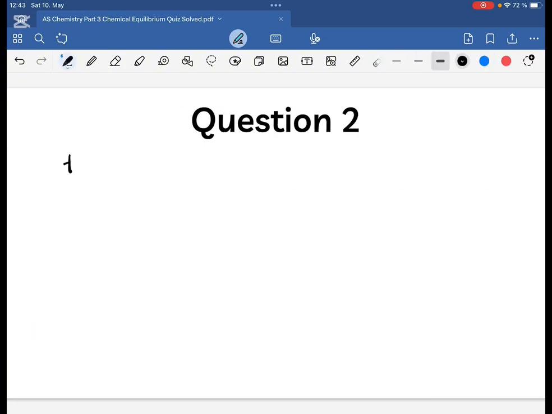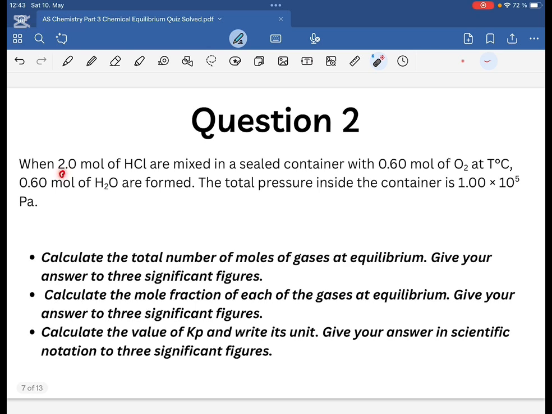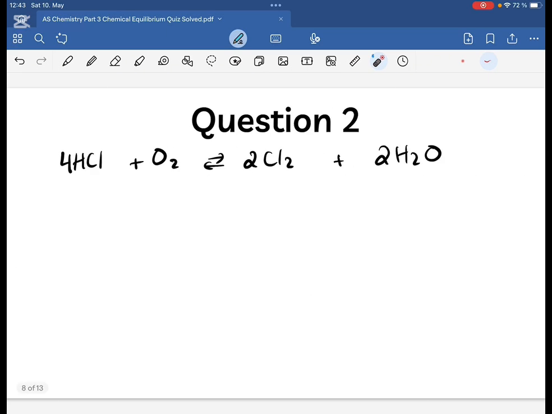So first I'm going to write the reaction again, which is 4HCl plus O2 giving 2Cl2 plus 2H2O. And I'm going to work with the moles. First, we have 2 moles for HCl, and we have 0.65 moles for the oxygen, and we do not have anything at the beginning for H2O nor for Cl2. Now this is going to be for the equilibrium, the number of moles at equilibrium for H2O, so we're not going to include it in the initial number of moles.